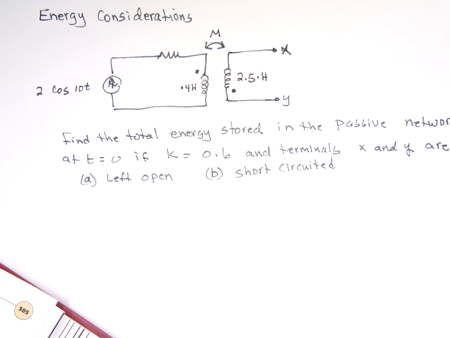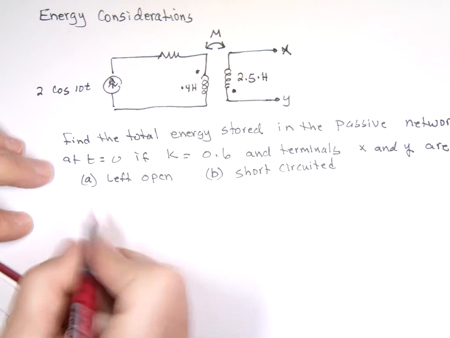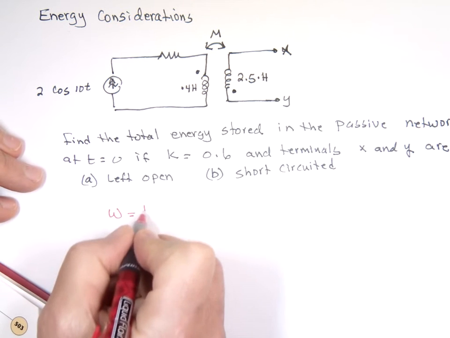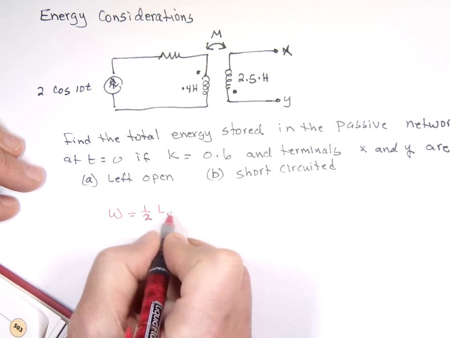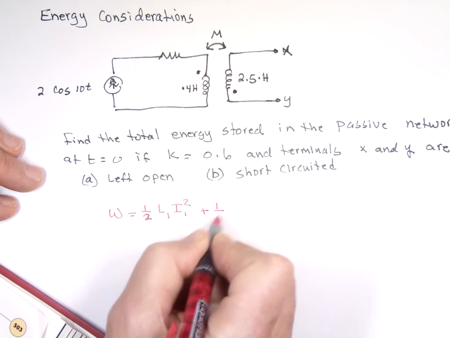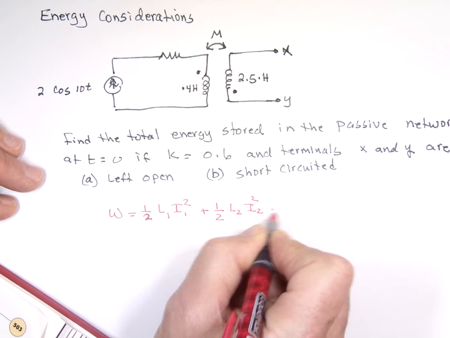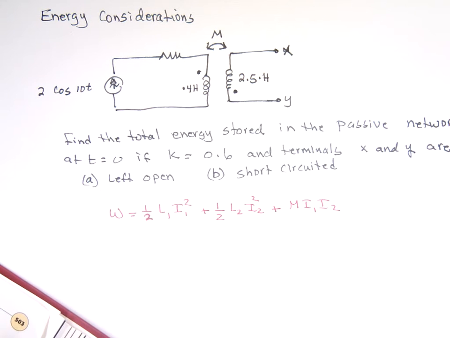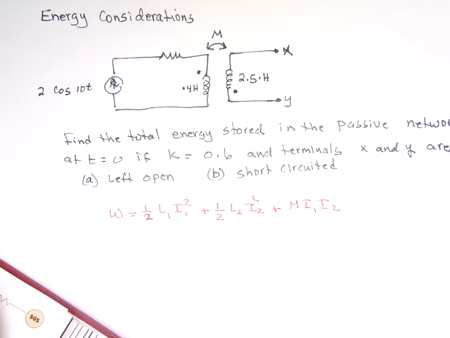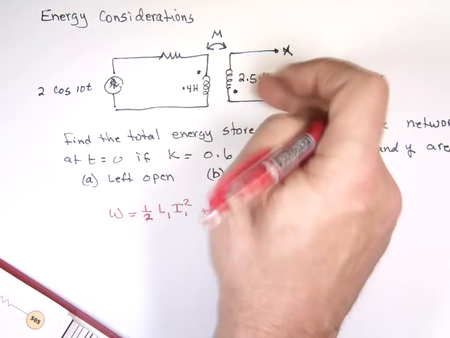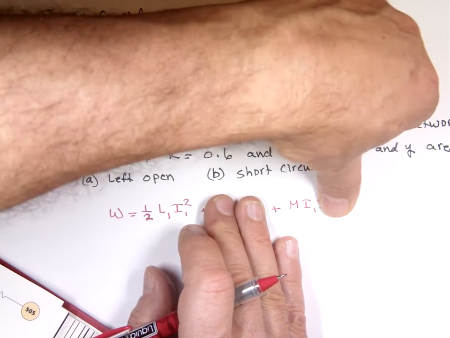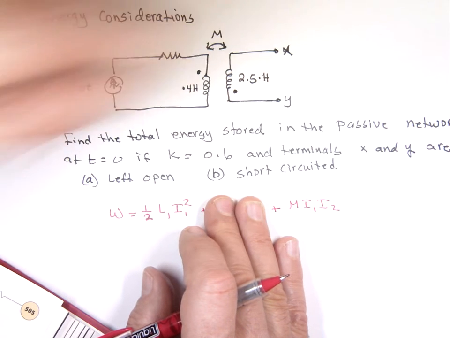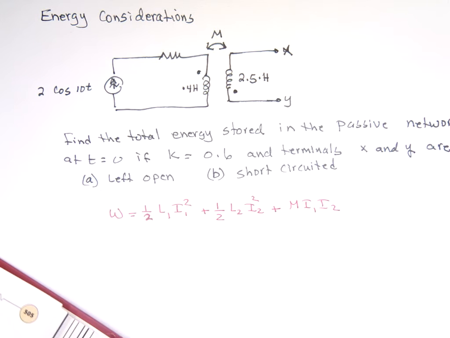Well, last class we said the total energy stored is 1/2 L1 I1 squared plus 1/2 L2 I2 squared plus M I1 I2. So when it's open, we'll deal with that shortly. I just need to know what M is first. When it's open, there is no I2, so this piece is gone. So you have this and that. Well, I2 is gone. So we'll see what that number is. First, I need to know what M is.